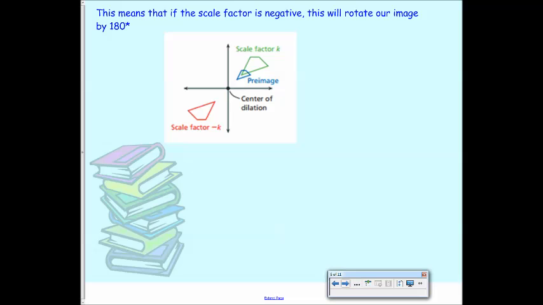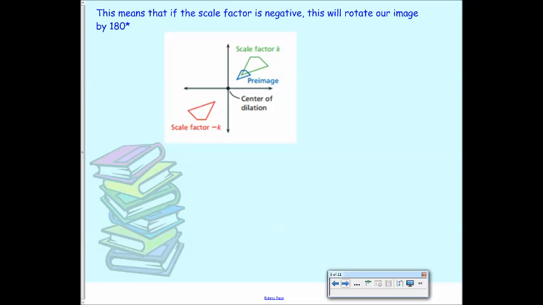So take the initial pre-image, which is the blue one. What happened with the green scale factor? Was that a positive or a negative scale factor? Positive. How do you know that? It got bigger, but it didn't move, didn't rotate at all. And then what happened with K? It was negative, so it got bigger and it also flipped over the line y equals negative x.